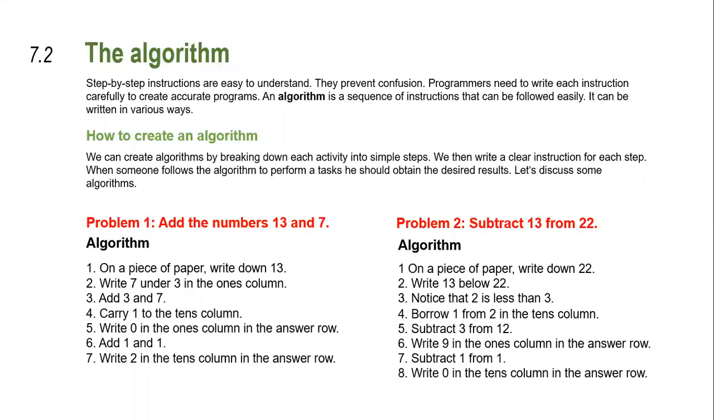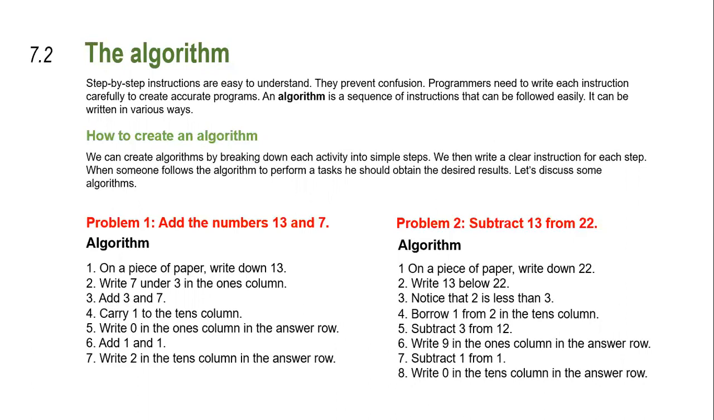If we talk about the algorithm, step-by-step instructions are easy to understand. They are very easy for us to understand. They prevent confusion. So programmers need to write each instruction carefully to create accurate programs. An algorithm is a sequence of instructions that can be followed easily. It can be written in various ways.